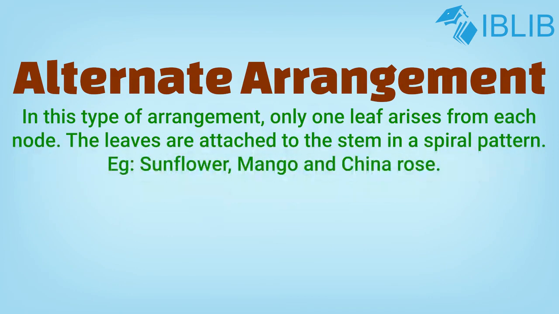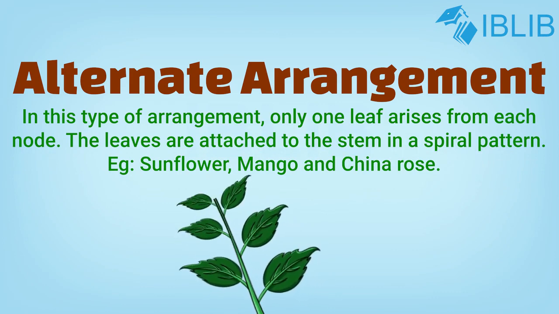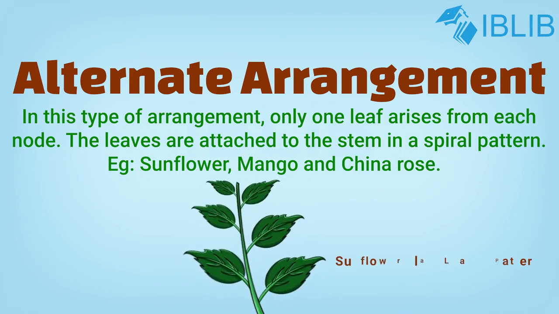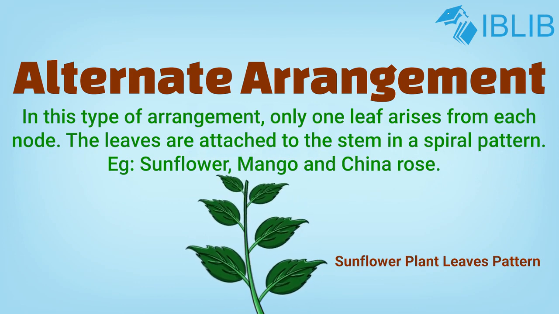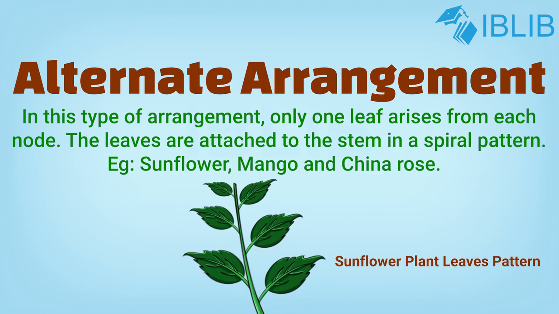The leaves are attached in a spiral pattern on the stem. When only one leaf arises from a node at one point, it is called alternate arrangement. The examples of alternate arrangement leaves are sunflower, mango and China rose.